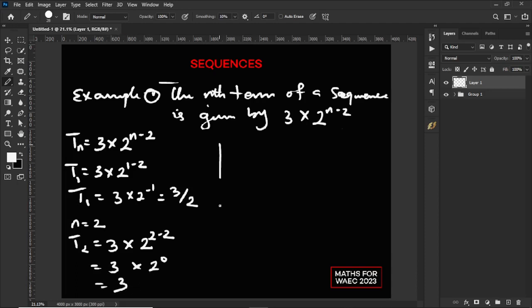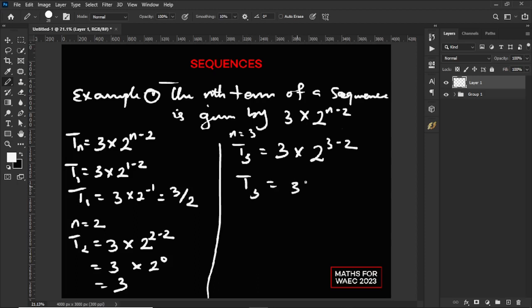The next one is T3, and that is when n is equal to 3. So we have 3 times 2 raised to power 3 minus 2. This is 3 times 2 raised to power 1, and that will be what?